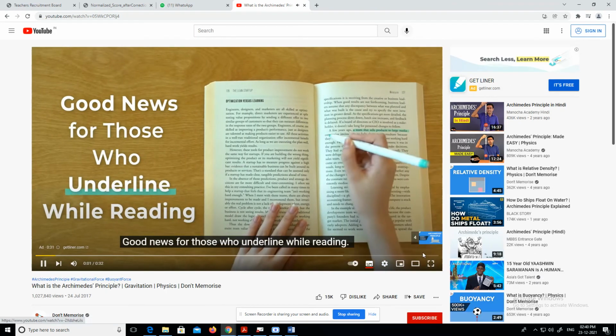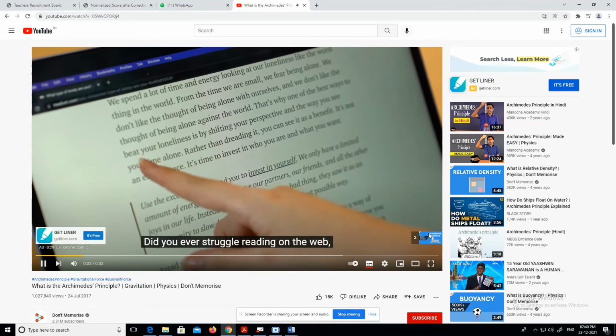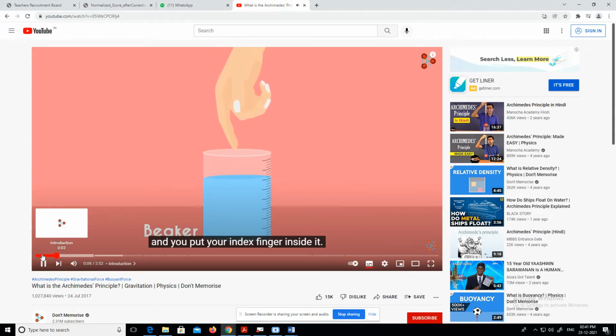Good news for those who underline while reading. Did you ever struggle reading on the web as you can't underline? And you put your index finger inside it.